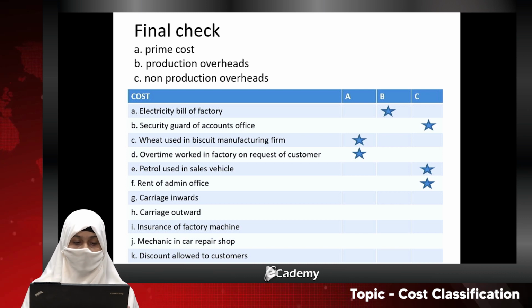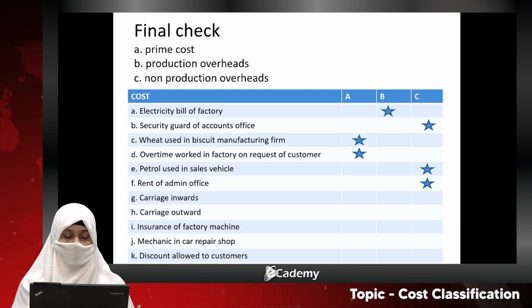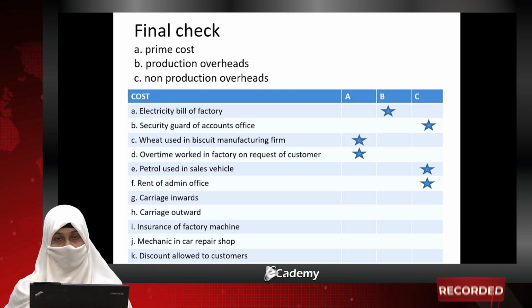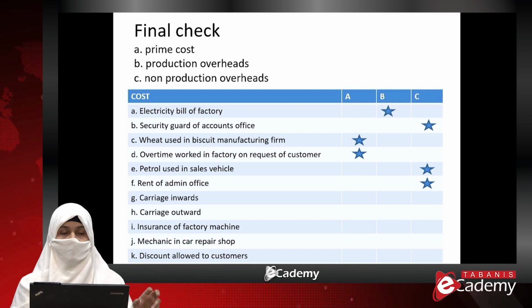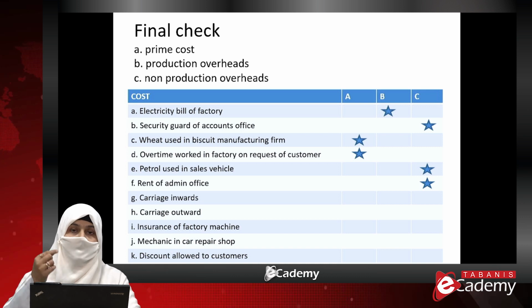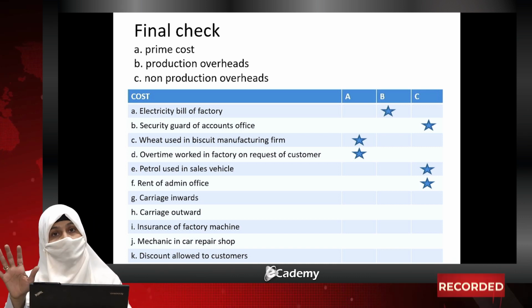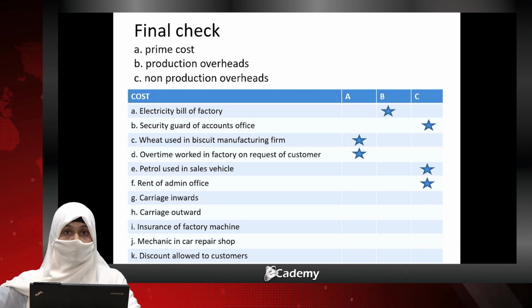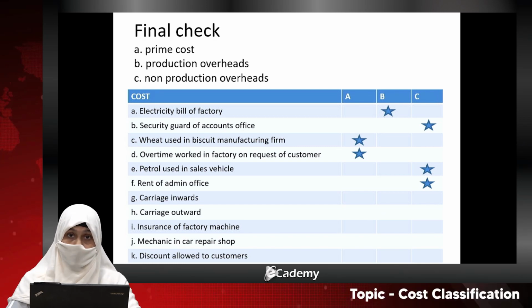Okay students, now there is G and H. I would deal with them simultaneously. Carriage inwards is the cost you incurred for buying the raw material in, and carriage outward is the cost you incurred for selling your finished goods, right? So whatever cost you incur to get raw material into your premises is your production cost, right? Whether you are storing that raw material in the warehouse, that warehouse cost is also production overhead.